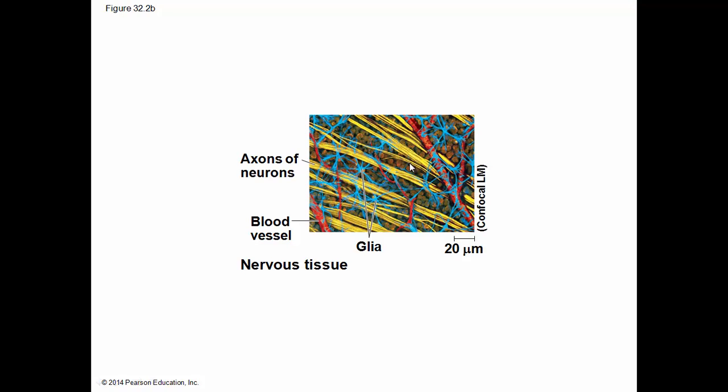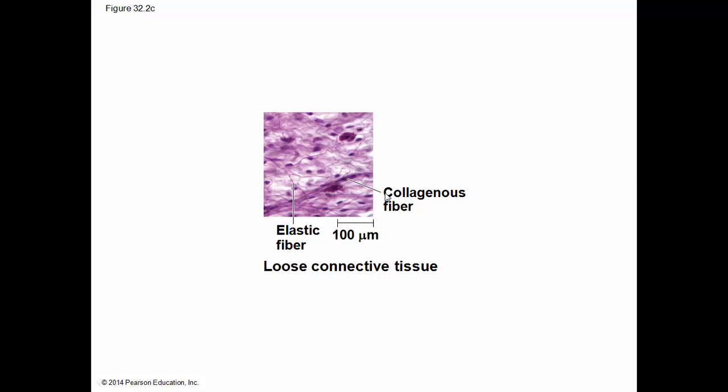Okay, axons of the nervous tissue. Here are the axons of the neurons. They're supported by the glia, which are basically helping to supply nutrients to the axons, and there are little blood vessels that run through this mechanism, providing blood for the axons of the neurons. This might be in the brain or central nervous system.